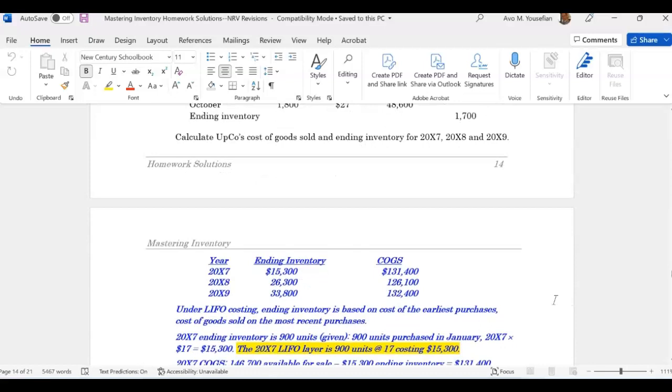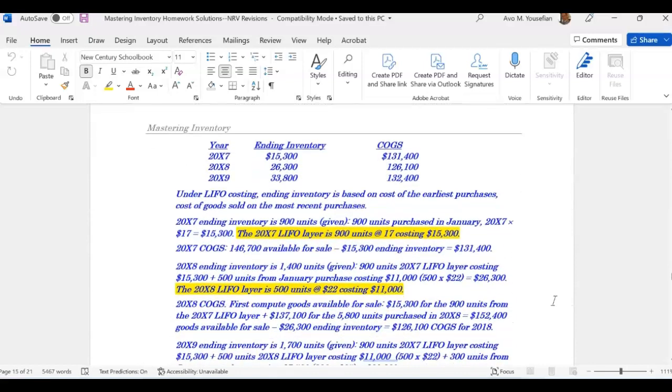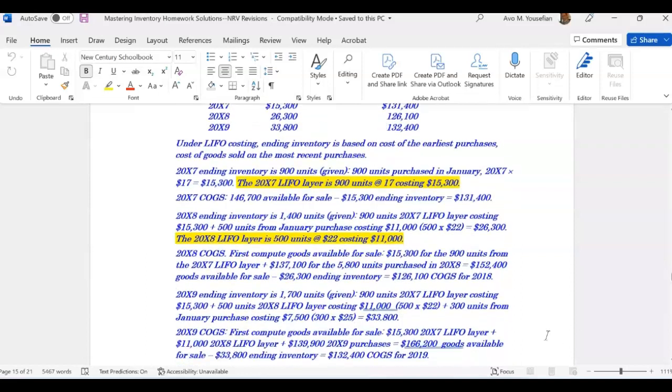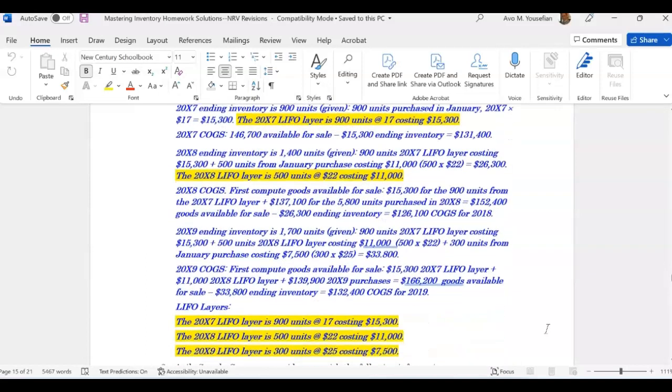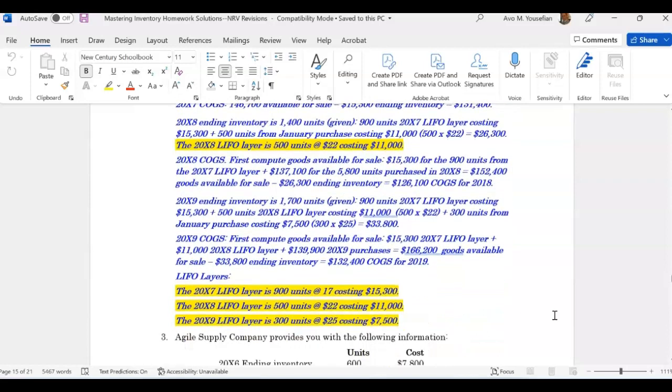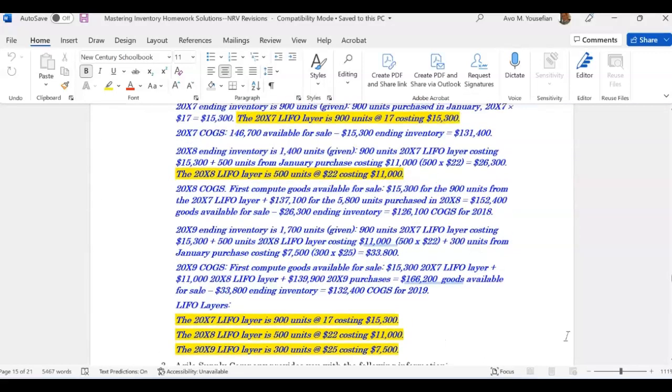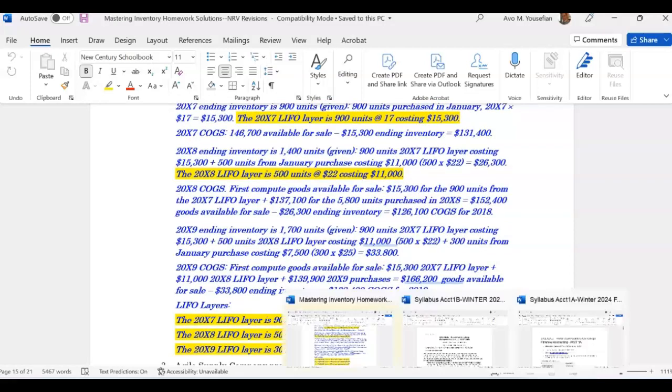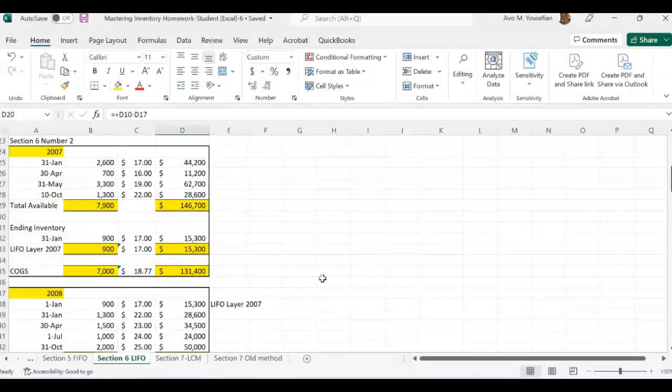So the solution might be a little bit long and kind of confusing. The results are here, okay? And here is the solution, so-called. But we need to know also what is the LIFO layer for each year. So in order to show you the solutions in one piece, I am going to go to Excel again and do this in Excel so it is much more clear.